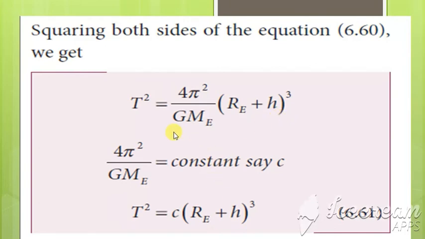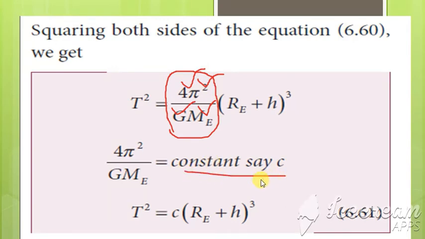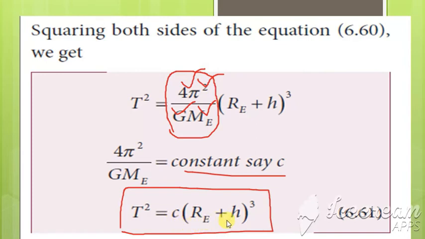Okay, now this 4 pi square divided by GME can be written as some constant because 4 is a constant value, pi is what? 3.14, gravitational constant, M is also a constant value because it is the mass of the earth. So this full term we are writing as C. So we get T square is equal to C into RE plus H the whole cube. This represents Kepler's third law, which is T square is proportional to r cube. That is Kepler's third law, is it not?